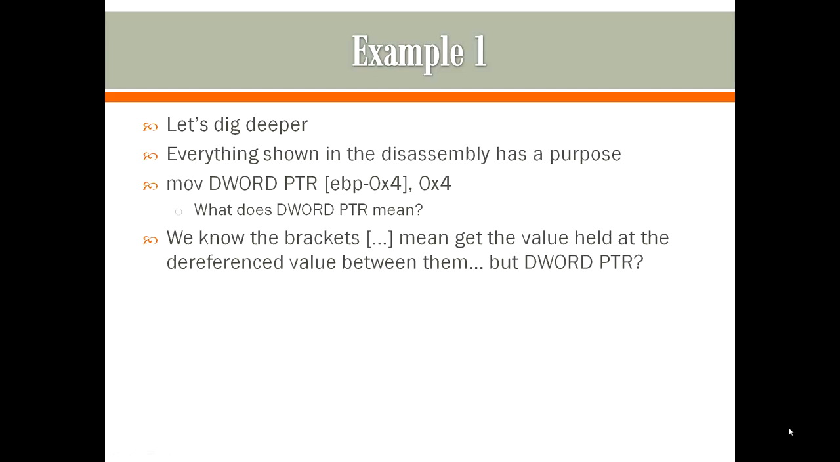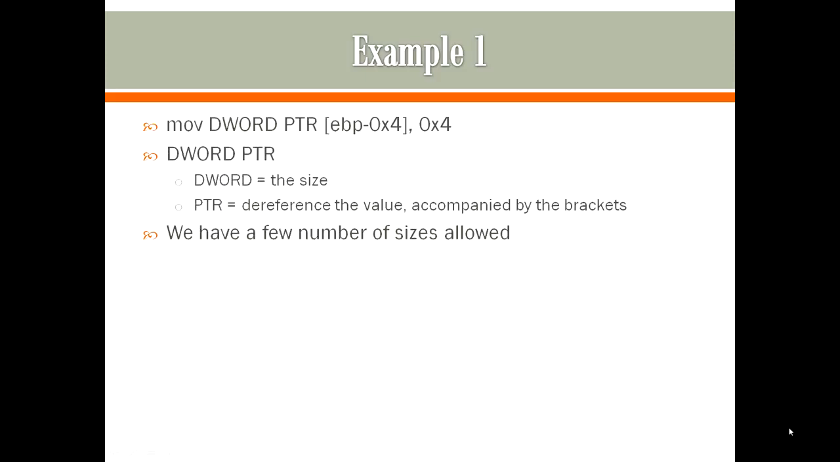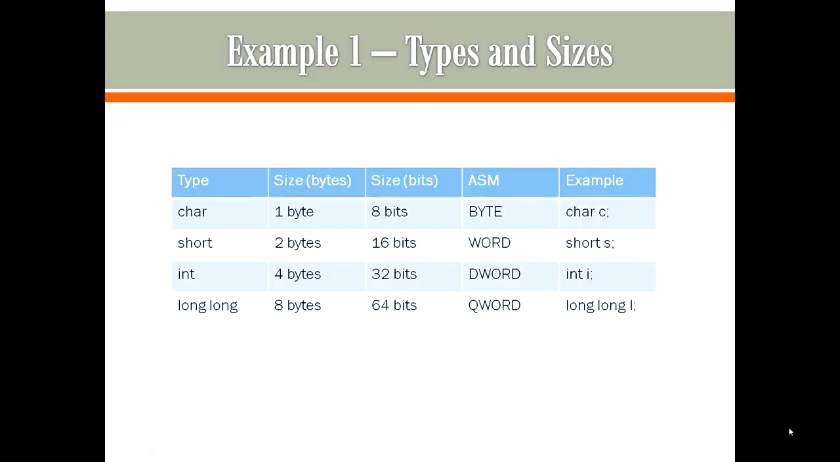For example, what does dword pointer mean? You may have noticed it preceding the dereference of EBP-4. Dword indicates the size, while pointer means to dereference the value accompanied by the brackets. However, in some cases, the size of a referred to memory region is ambiguous. The assembler must be explicitly directed as to which is correct.